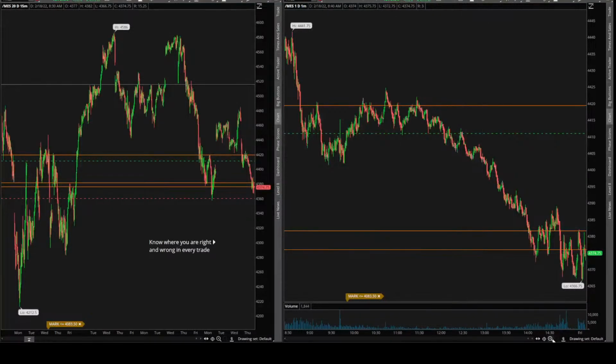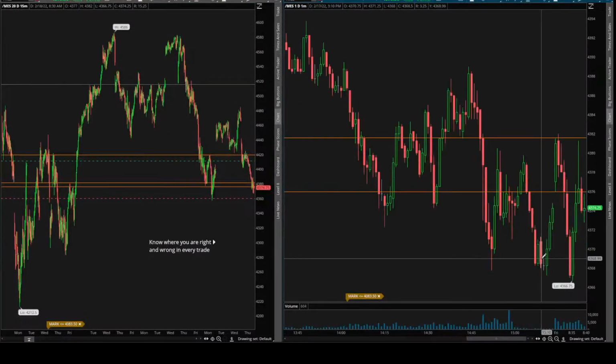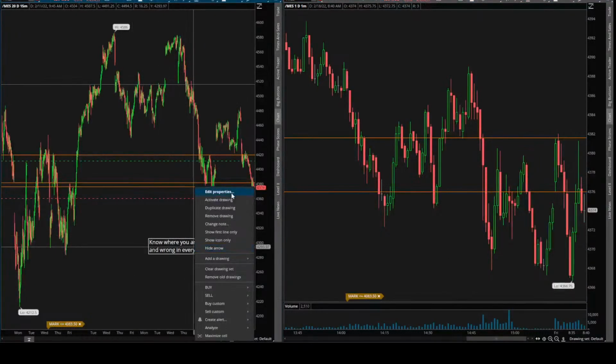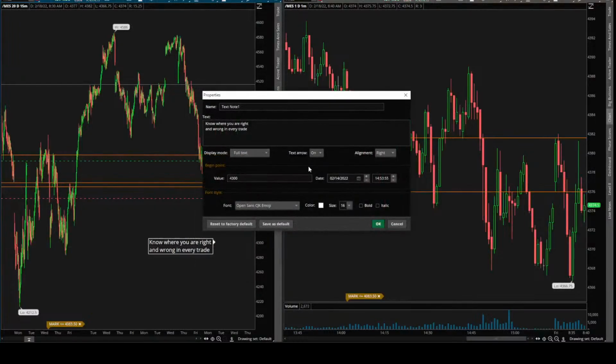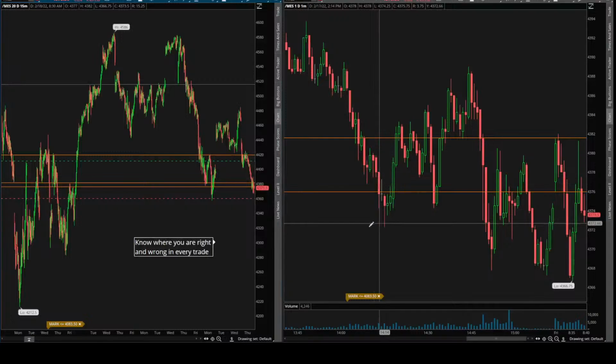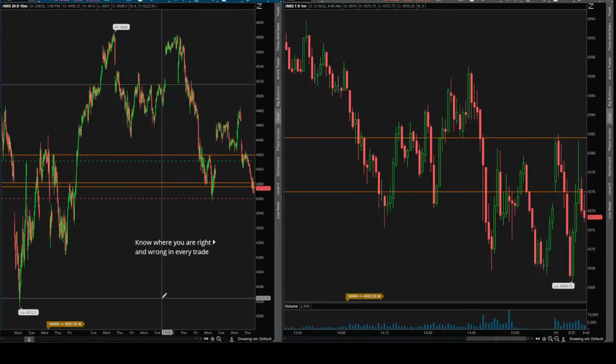On ES, we came up to that 80 level and just got rejected pretty quickly. So here's our opening range, came down here, quick rejection, push off it. We've got to always know where we're right and wrong. Let's edit this guy. Let's see if we can make it bigger. There we go. 20. All right.